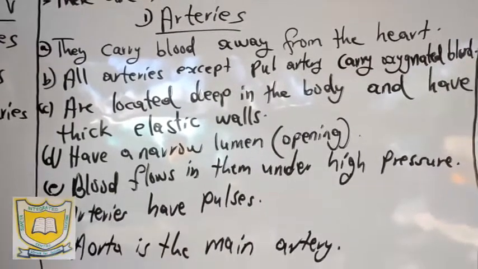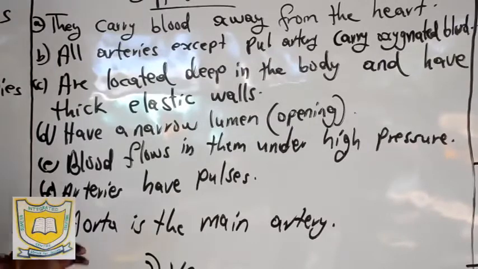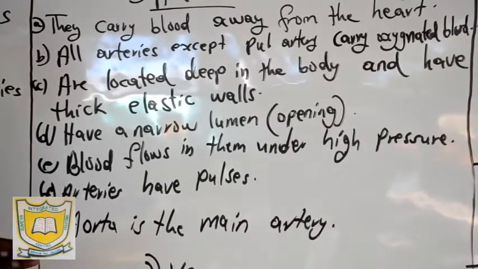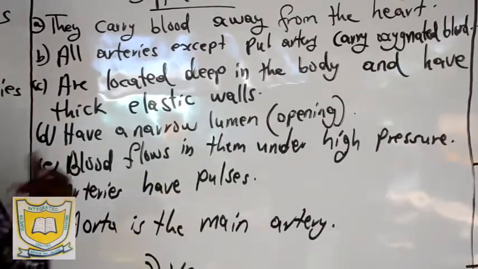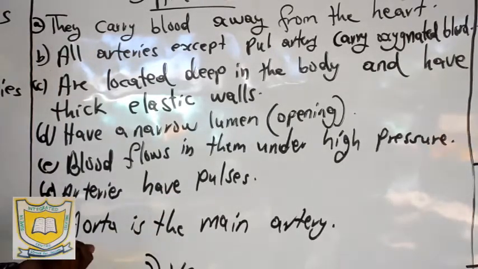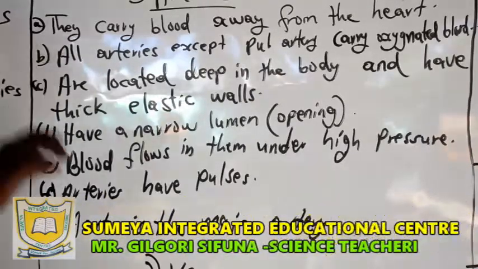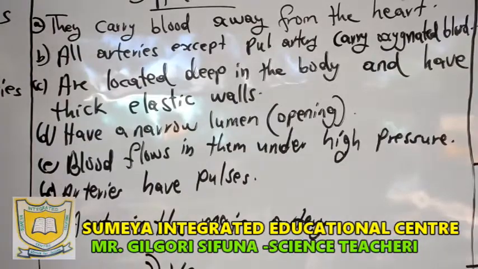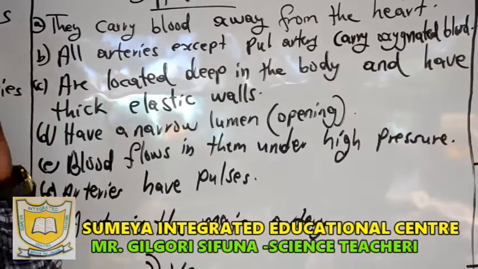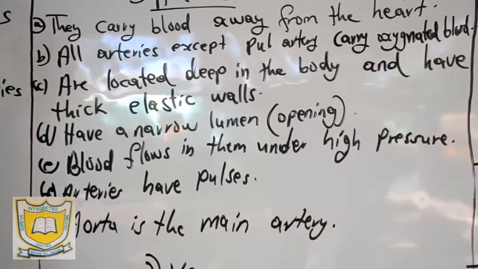Arteries also have pulses, that is the spurts. Blood moves in spurts. It doesn't move smoothly or continuously, it moves in spurts. That is why sometimes there is a question: when somebody is injured and you see blood oozing out in spurts or in pulses, we say that the blood vessel which has been injured is the artery. Lastly, we say the aorta is the main artery.